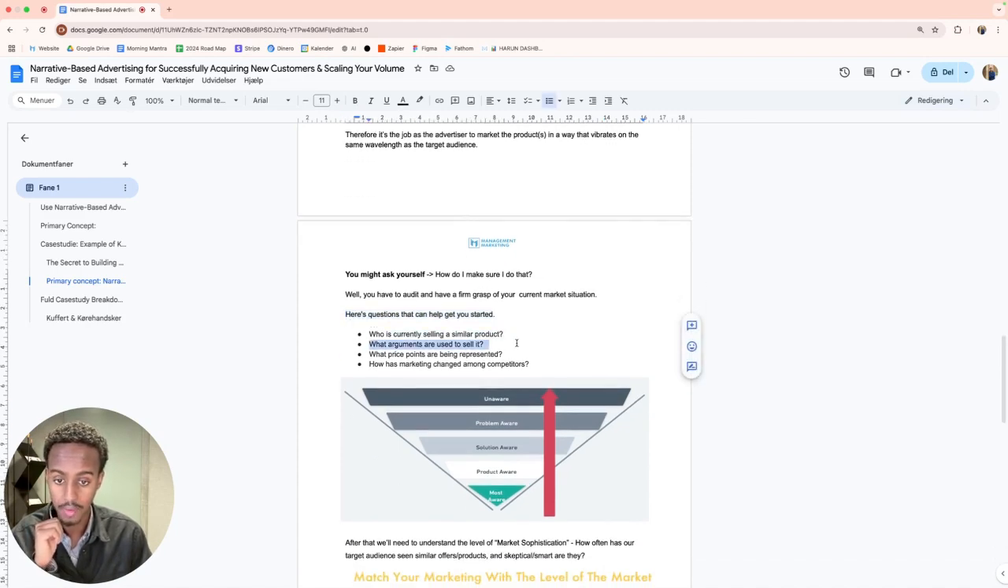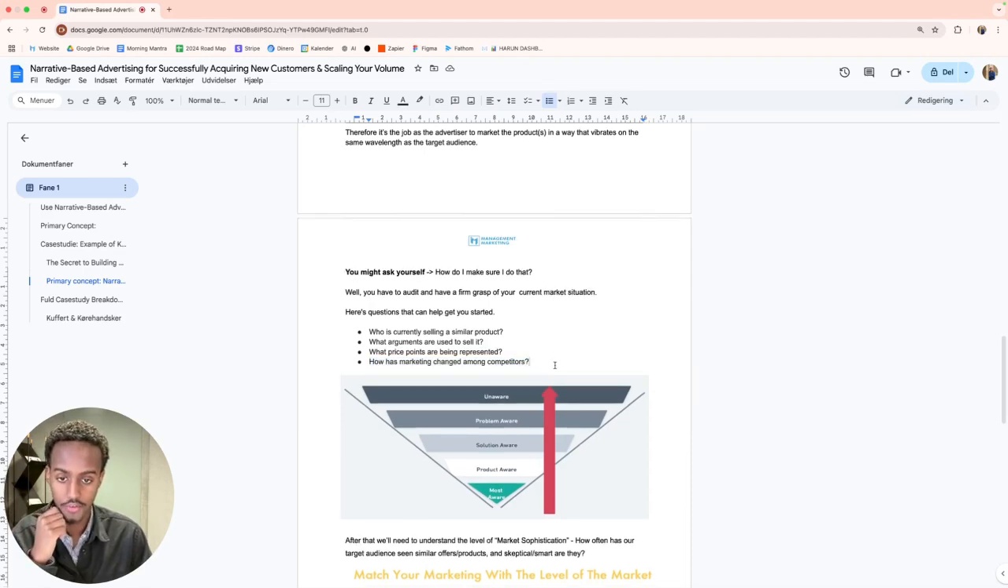Who is selling a similar product as I'm doing? What arguments are they using to essentially sell the product? What price points are being represented in the industry? And how has marketing changed amongst competitors?